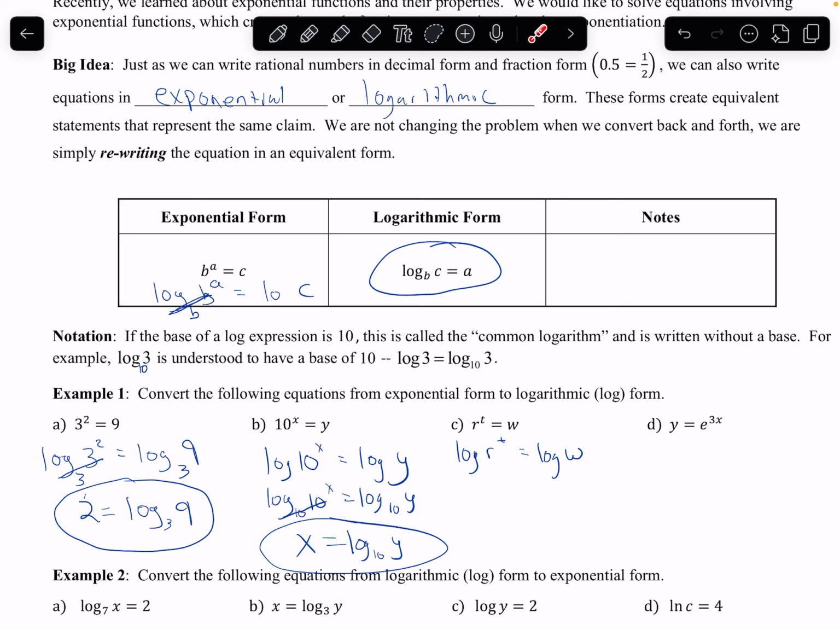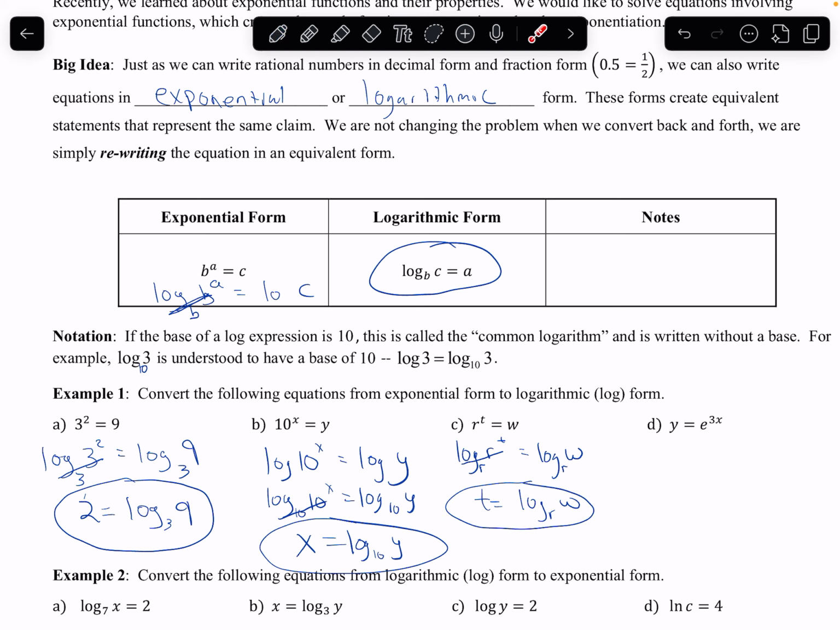But I know that whatever goes down here needs to match whatever's being raised to the power. So it's going to be log base R, R to the T, equals log base R W. I know that logs and exponentials are opposites, so they cancel out. This cancels out, and I'm left with T equals log base R of W. And that's the answer.